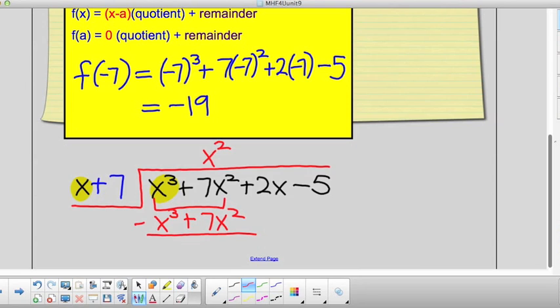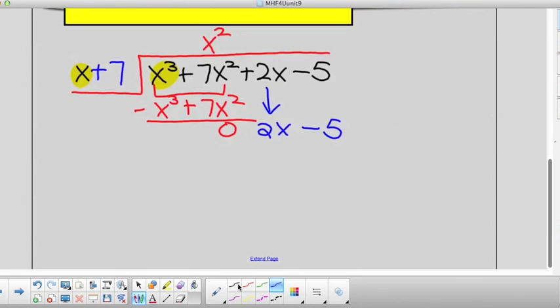When we subtract, we get 0. So usually, if I actually got a term there or a number, I would only bring down the 2x. But because I have a 0, and my binomial multiplied by anything is going to give me two terms, I'm going to bring down two terms, the 2x and the negative 5.